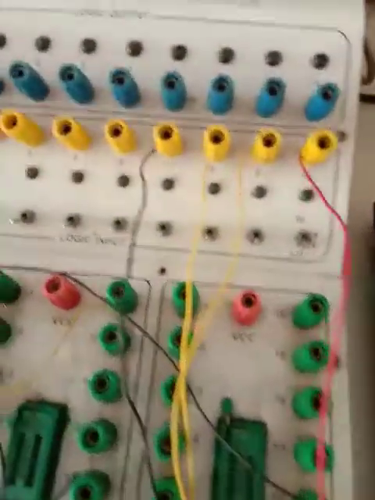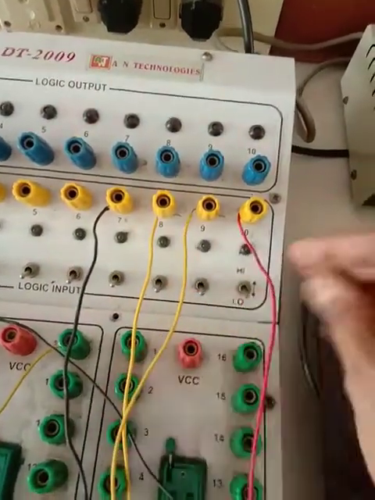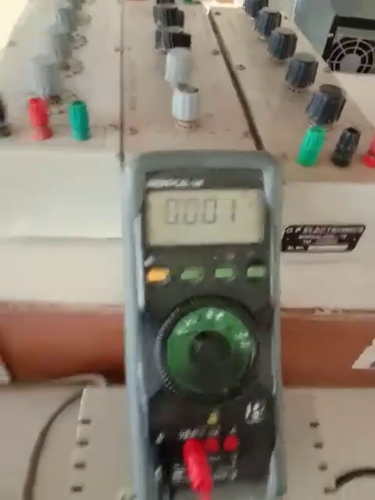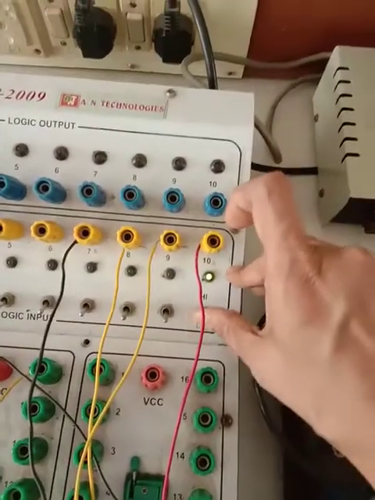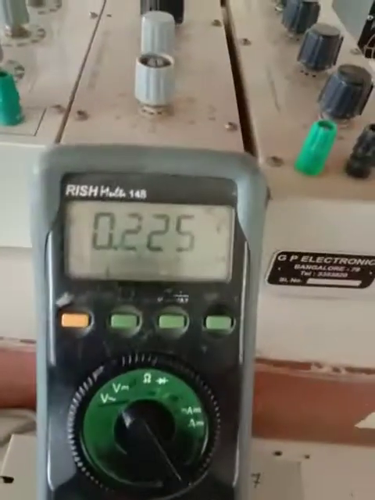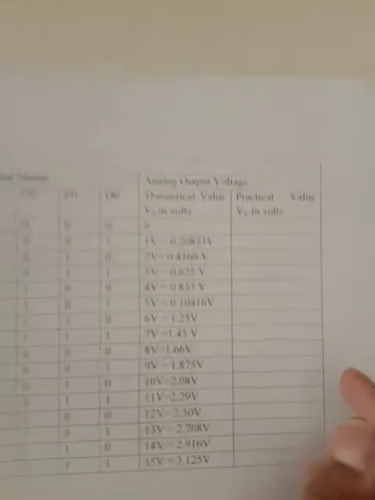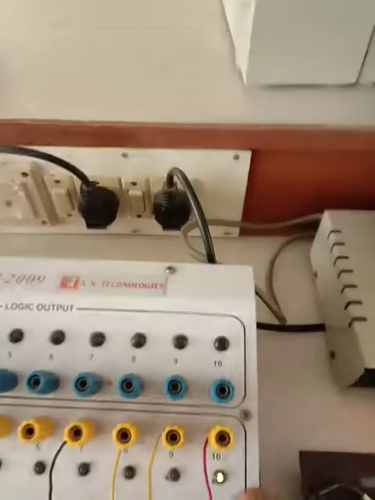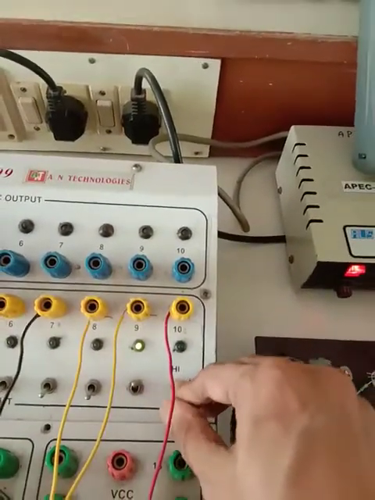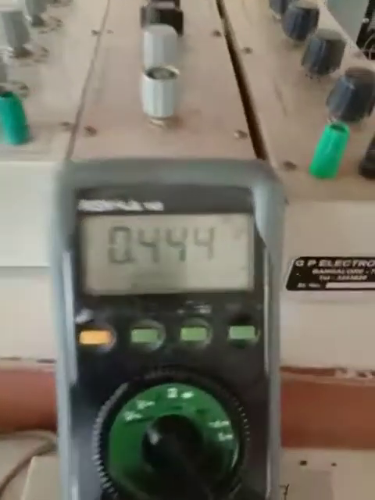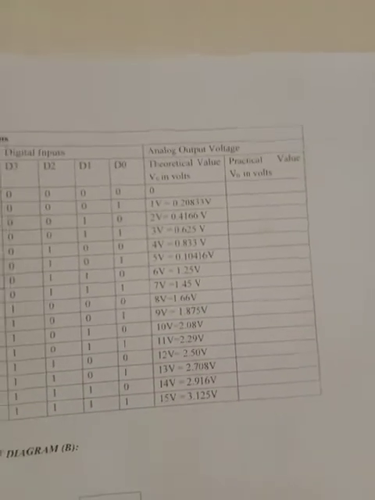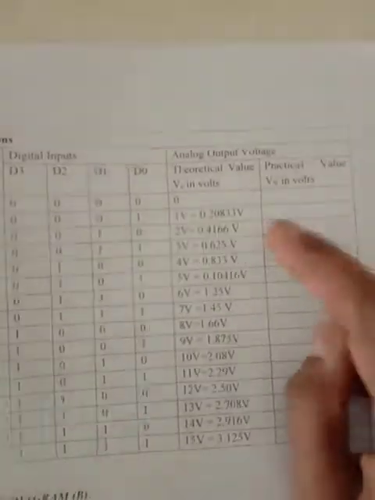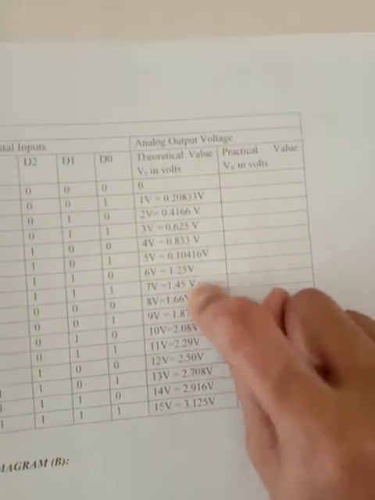So let us see. Initially all the 4 inputs are 0, so the output is also 0. When I make the LSB 1, the output becomes 0.224. You can see over here the output is 0.208. Next I am going to change to the next level. When I change to the next level, it is 0.444. Here you can see it is 0.416. That means the output increases in steps of 0.2. You can see everywhere the output increases in steps of 0.2.